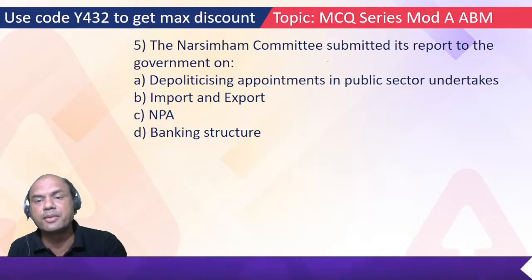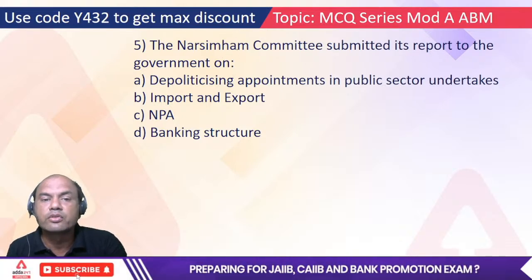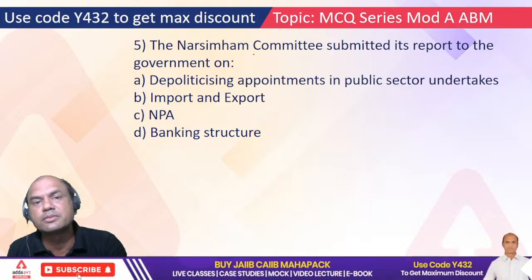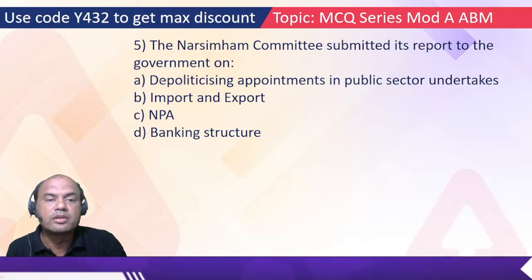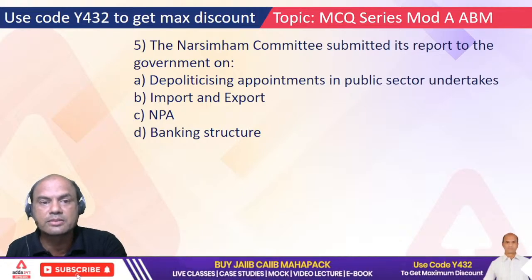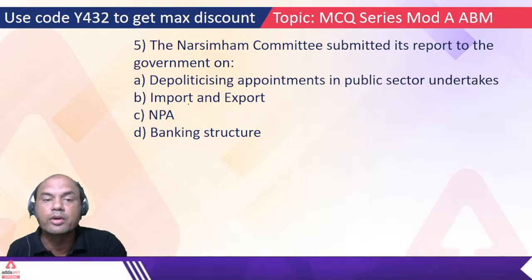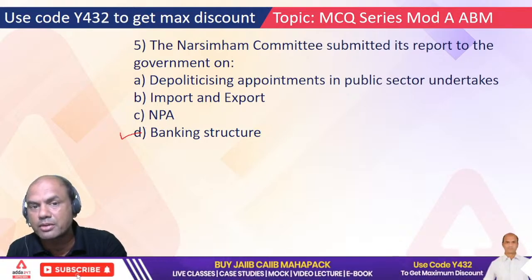The Narsimham committee submitted its report to the government on. So why was the Narsimham committee formed? There were two Narsimham committees which were formed. Depoliticizing appointments of public sector undertakings, import and export, NPA and banking structure. So the Narsimham committee was formed for banking. It was specifically meant for banking structure change. There were two Narsimhams. Remember this, 92 and 98.